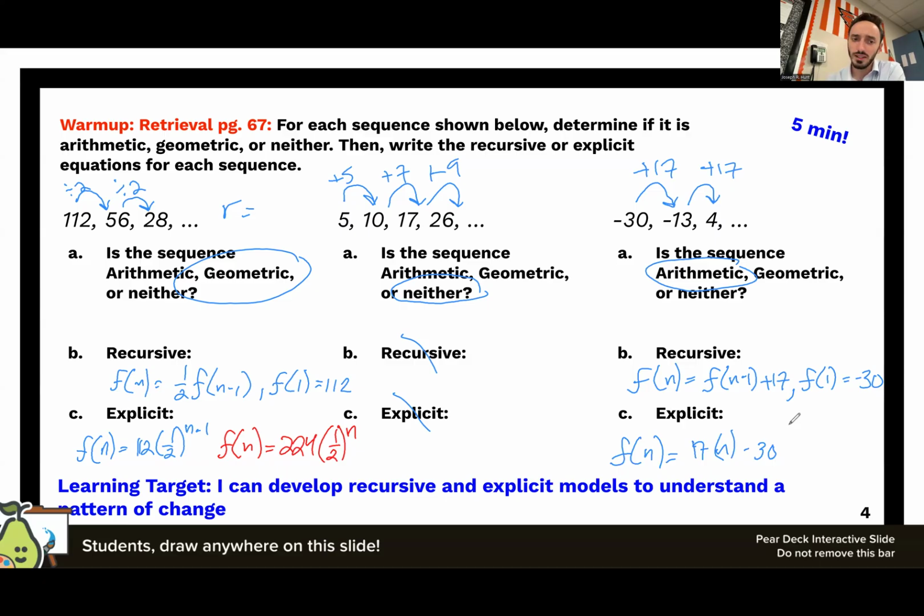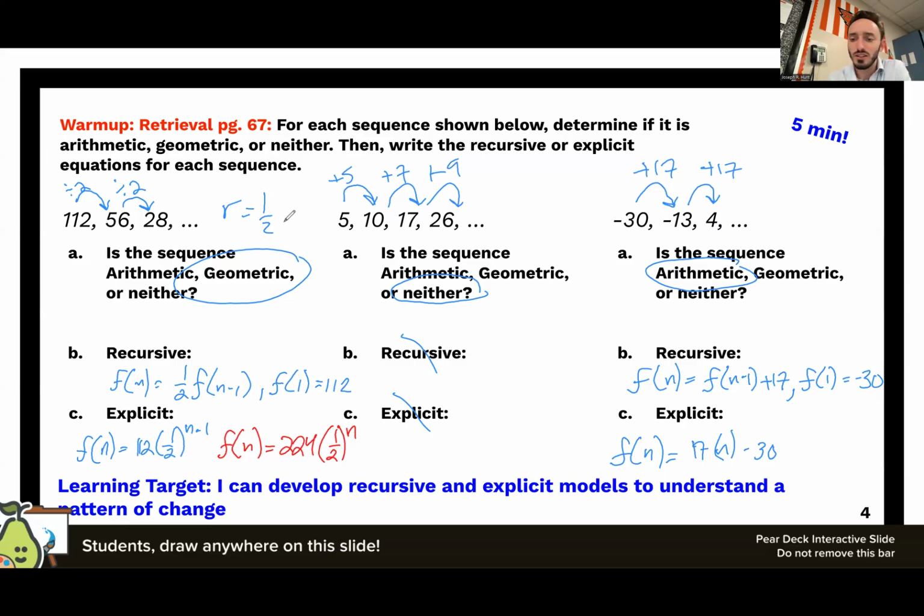The only problem with this, like we saw in that first scenario, is that if I check it by plugging in n equals 1, I get 17 minus 30, which is -13, and that's not the first term of the sequence, it's the second.